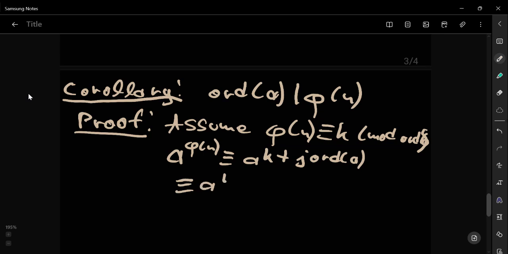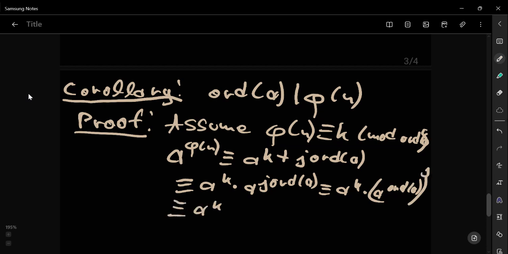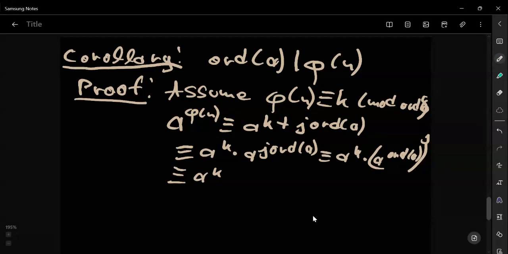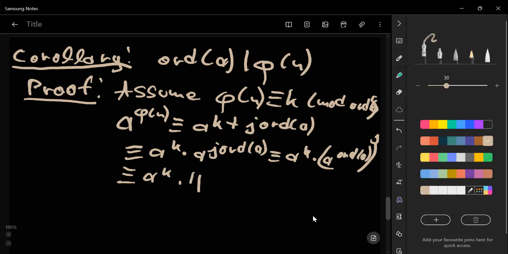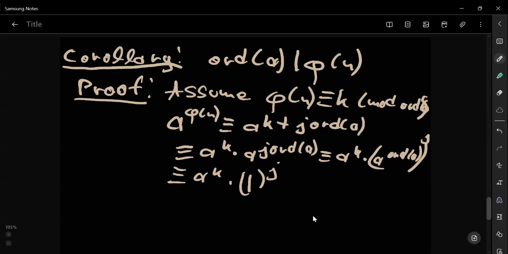But we can split this up and we get a to the power of k times a to the power of j times the order of a, and this is just a to the power of k times a to the power of the order of a, to the power of j. So it should be clear that that is a to the power of k times 1 to the power of j. And so, without loss of generality, let's assume that we have chosen k such that k is less than the order of a.